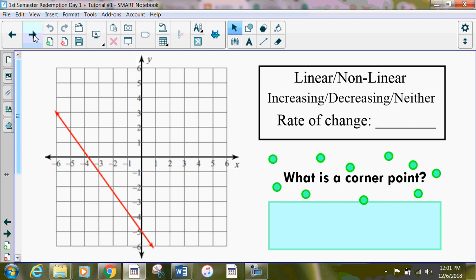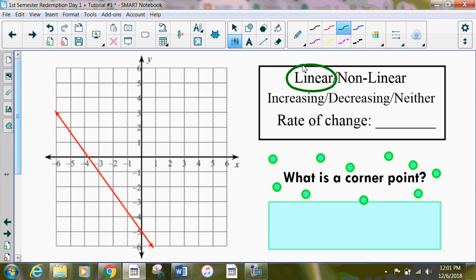We're asked, is it linear or nonlinear? Anytime you see a graph that's just one straight line, you know it's linear. So let's go ahead and circle that. We're also asked to look at this red line and decide whether it's increasing, decreasing, or neither.